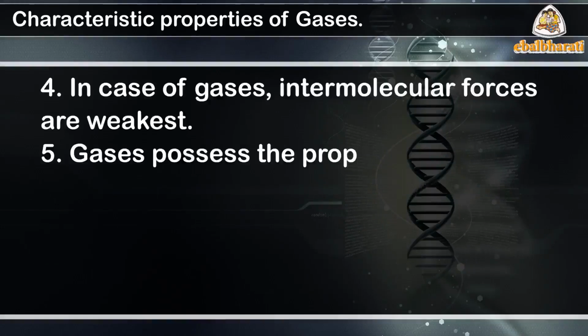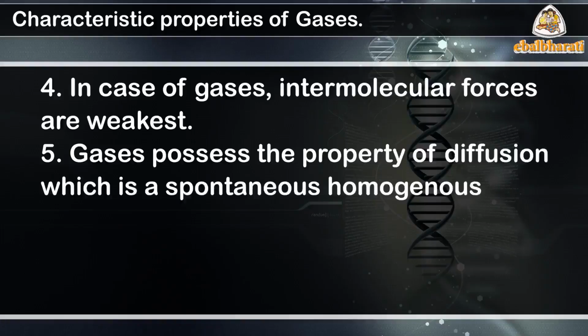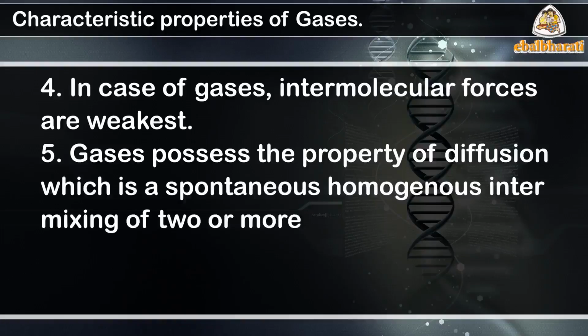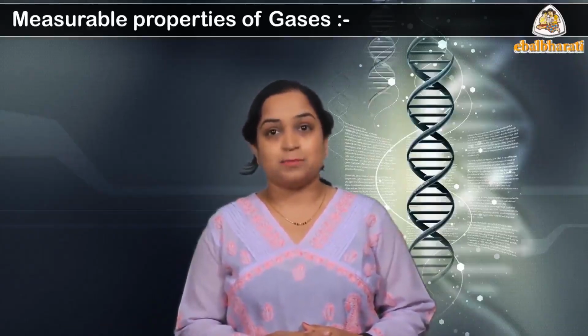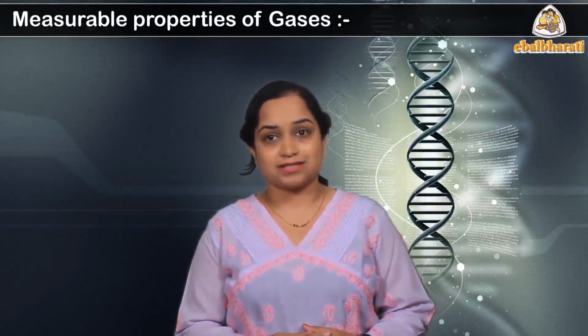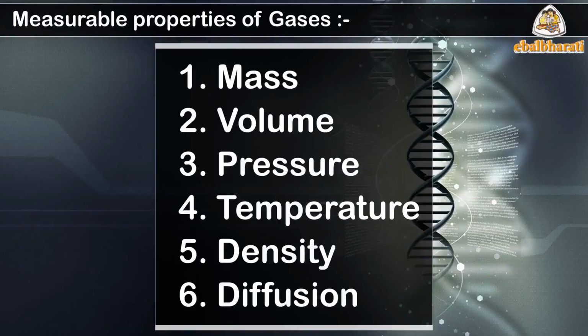Gases possess the property of diffusion, which is a spontaneous, homogeneous intermixing of two or more gases. Gases are highly compressible. Measurable properties of gases. Some important measurable properties of gases are given below: mass, volume, pressure, temperature, density, diffusion.